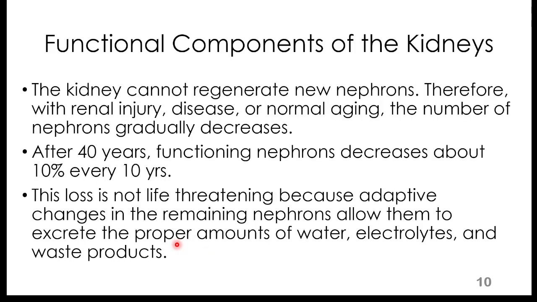Okay, now you should note that after age 40, the functioning nephrons decrease about 1% every year. That's about 10% every 10 years. All right. However, there are adaptive changes that allow the remaining nephrons to still do the proper functions of the kidneys.